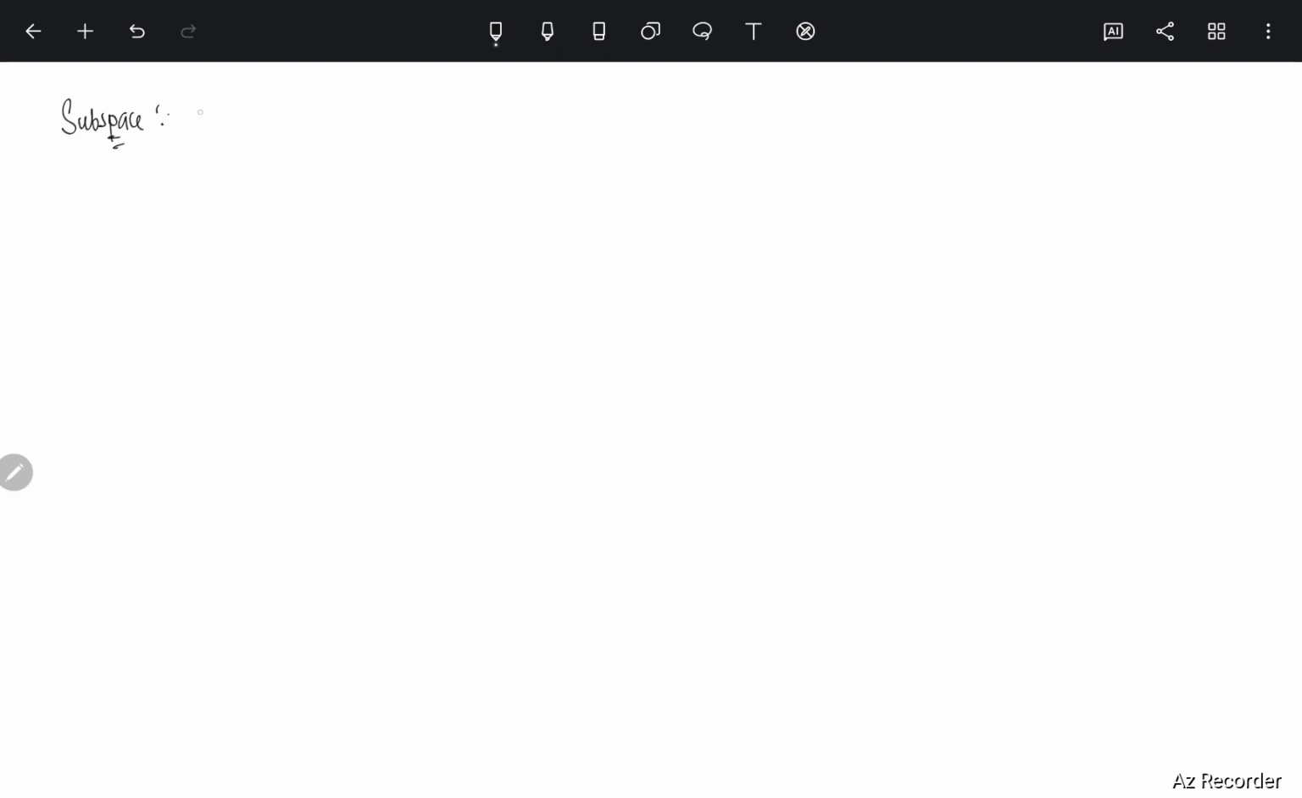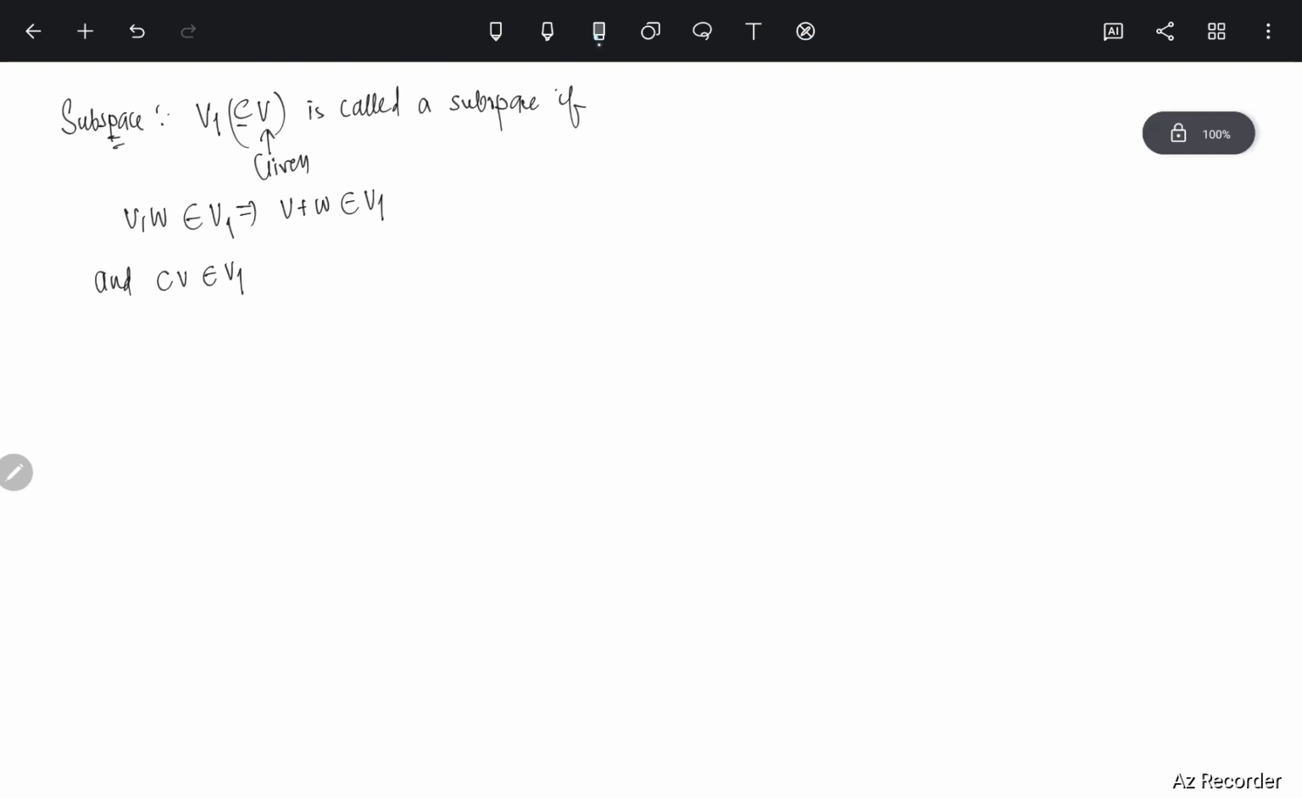Subspace. So basically you have a set V1, a subset of V, given a vector space V. V1 is called a subspace if, and this is the easy way of doing it, v and w in V1 implies v plus w is in V1, and for v in V1 and c in R, c times v is in V1.